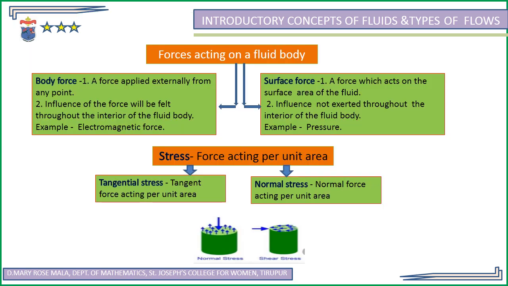Two types of forces act on a fluid body: body force and surface force. A body force is one in which we apply a force externally on the surface of a fluid, but the influence of the force will be felt throughout the interior of the fluid body. Say for example, if we place a nail or an iron rod on a magnet, the iron rod and the nail get magnetized. So this is an example for a body force.